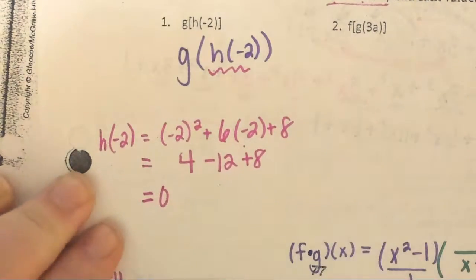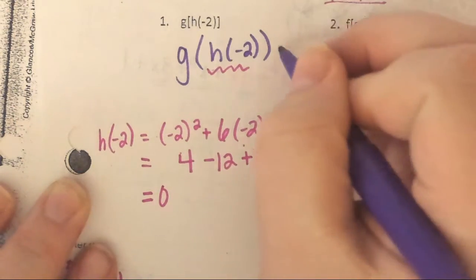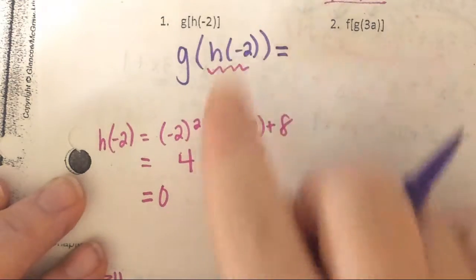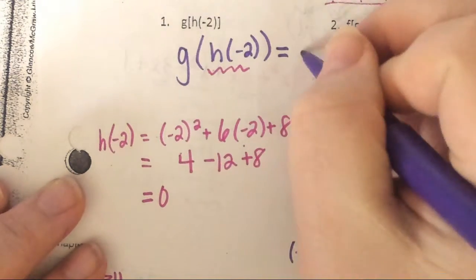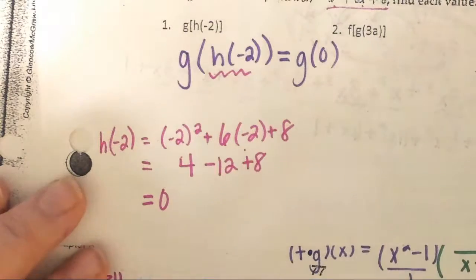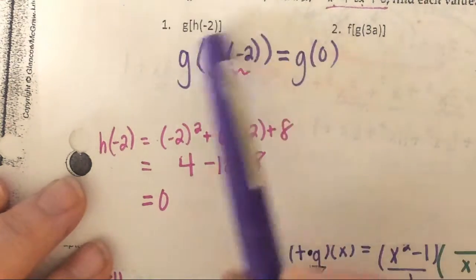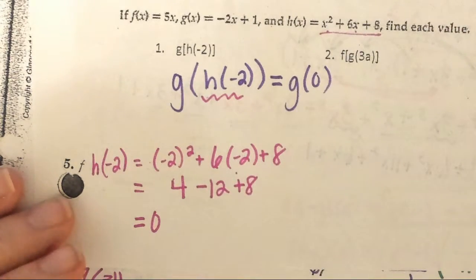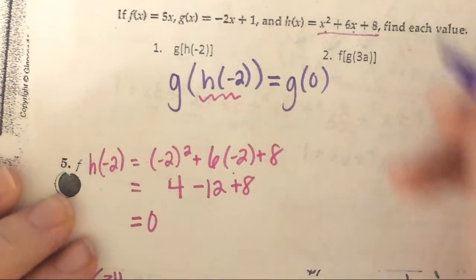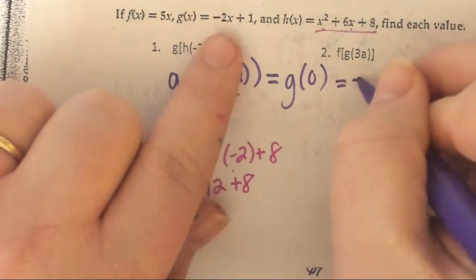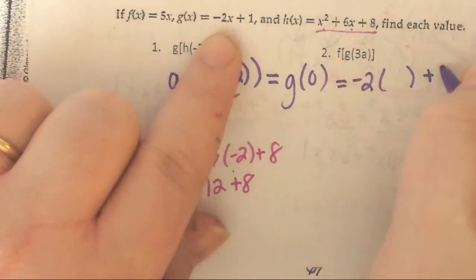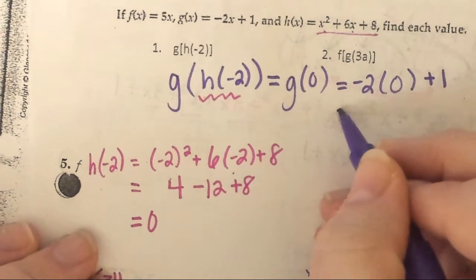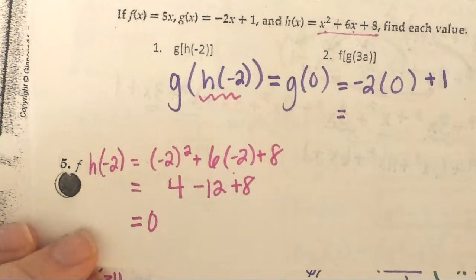So I calculated h at -2. It's 0. So let's go back to our problem. I know what h at -2 is. It's 0. So I just want g at 0. You and I figured out h at -2 was just the number 0, so really I just want g at 0. Now I've got to go look at g. g used to be -2x plus 1, but instead of x, I'm going to plug in a 0. And what do I get as my final answer?